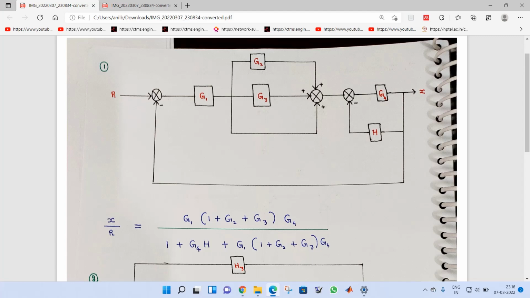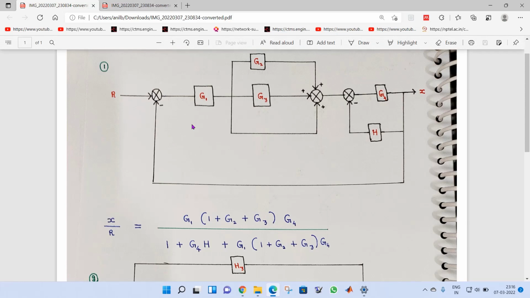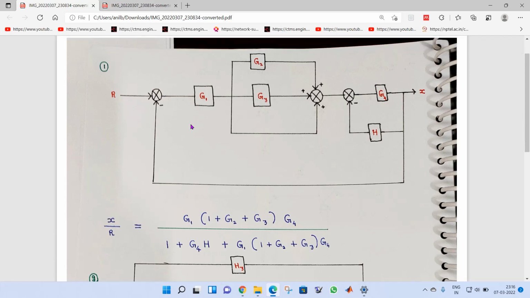Welcome to my channel. So in this video, I'm going to solve numerical problems based on block diagram reduction technique. I'm going to solve two problems, and both of these problems are previously GATE repeated questions. So coming to the first problem, you can see the block diagram here. For this block diagram, I need to find out the overall transfer function.